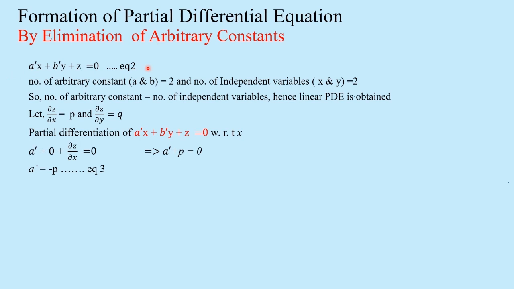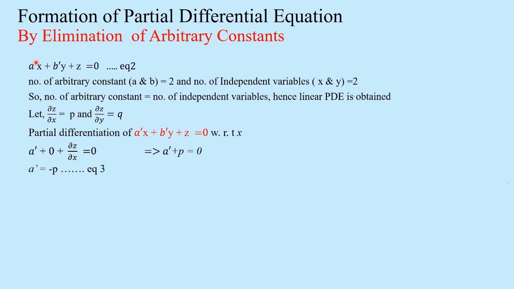Here when we see, a dash and b dash are arbitrary constants, so there are two arbitrary constants. x and y are two independent variables. z of course is a dependent variable. So here the number of arbitrary constants and the number of independent variables are the same. So here we'll get a linear PDE. Now p is equal to this, q is equal to this.